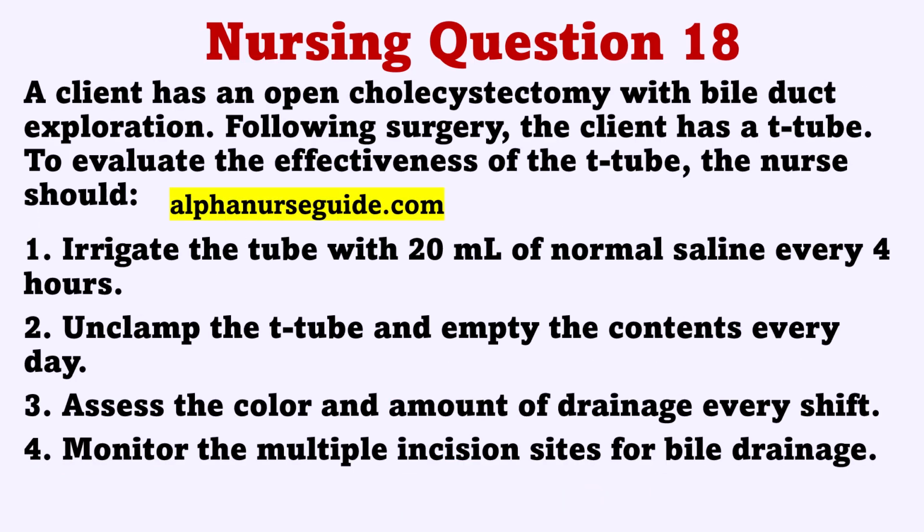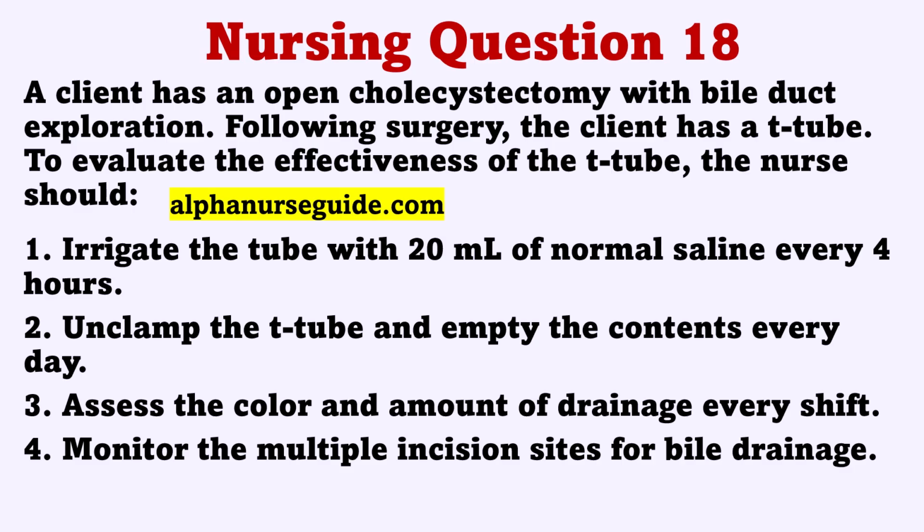A client has an open cholecystectomy with bile duct exploration. Following surgery, the client has a T-tube. To evaluate the effectiveness of the T-tube, the nurse should 1. Irrigate the tube with 20 ml of normal saline every 4 hours. 2. Unclamp the T-tube and empty the contents every day. 3. Assess the color and amount of drainage every shift. 4. Monitor the multiple incision sites for bile drainage. The correct answer is 3. Assess the color and amount of drainage every shift.